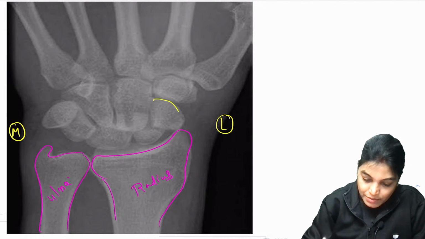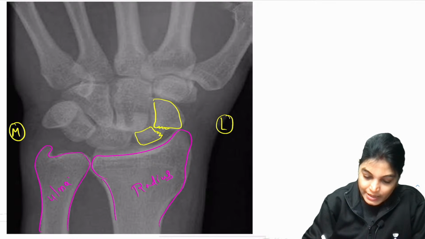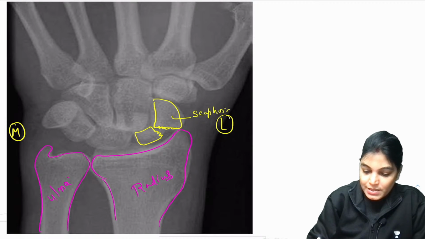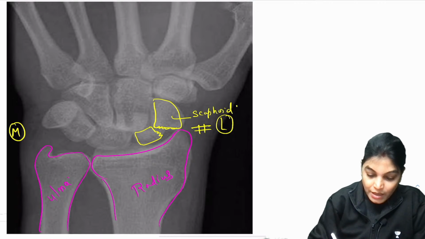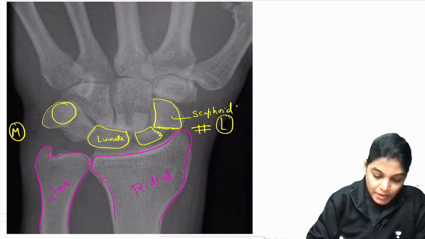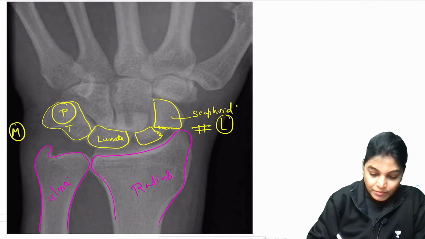Now this bone which you are seeing here, which is fractured here, is the scaphoid bone. So this is the lateral most, and this is the scaphoid bone which is fractured here. Now this will be lunate. Now this will be the pisiform, P for pisiform, and this is triquetrum.